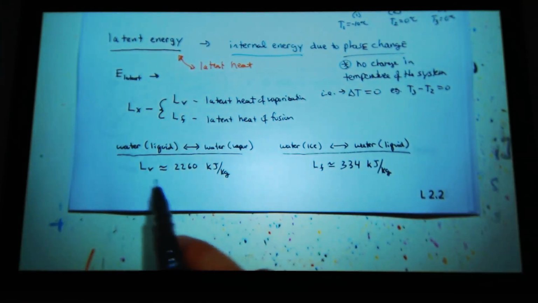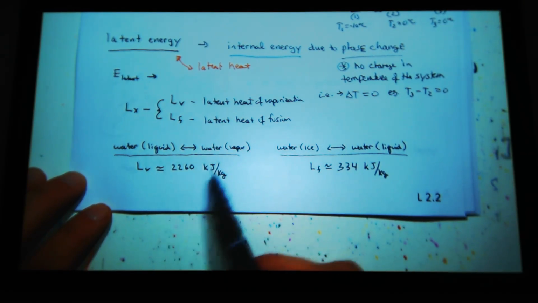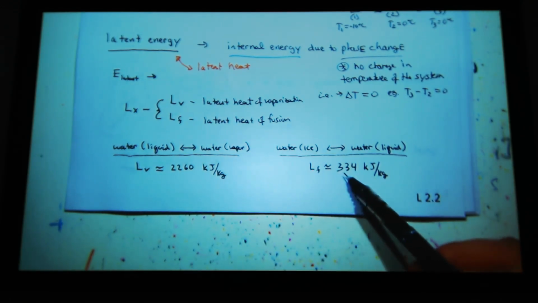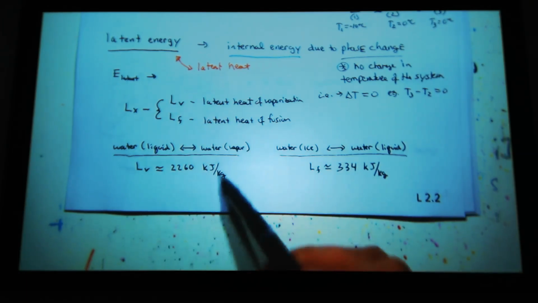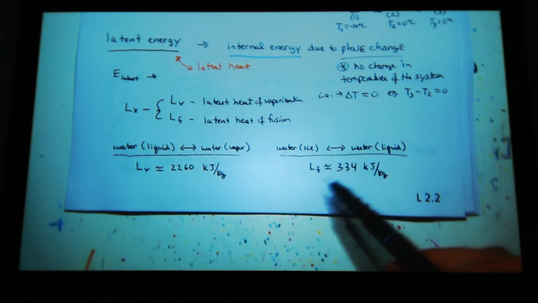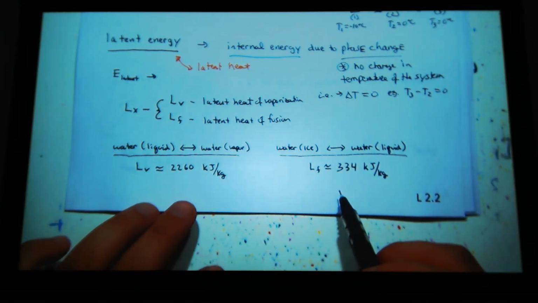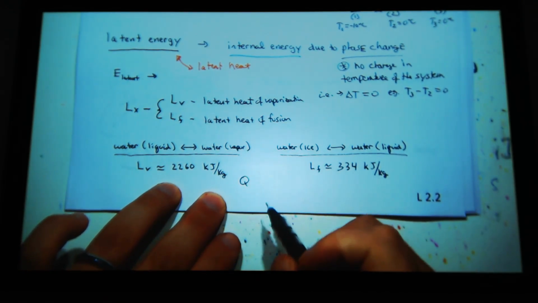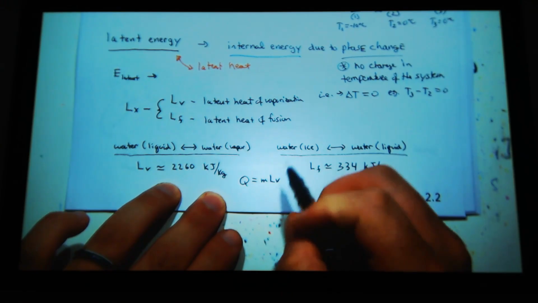So just as some numbers, liquid water to water vapor, the latent heat of vaporization is on the order of 2200 kilojoules per kilogram, and the latent heat of fusion is on the order of 300 kilojoules per kilogram. So we can see that the latent heat of vaporization is much greater than latent heat of fusion. This is general for most materials. And so if I want to do this, I can write in equation form, Q is equal to M, latent heat of vaporization.